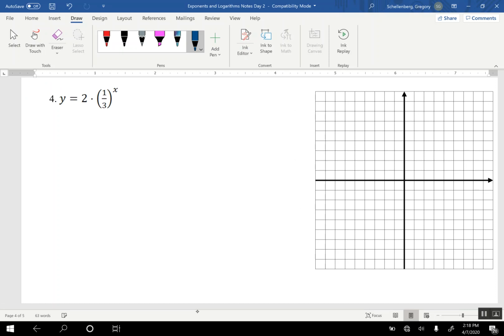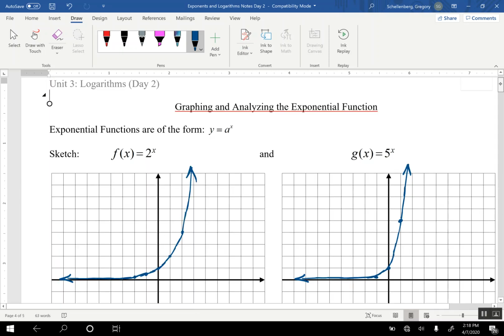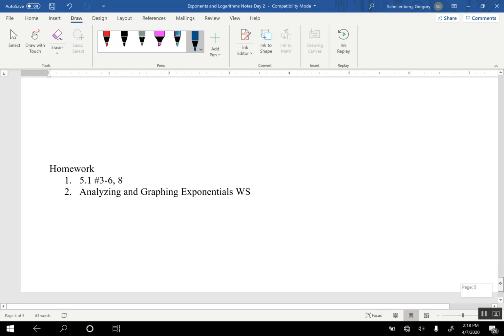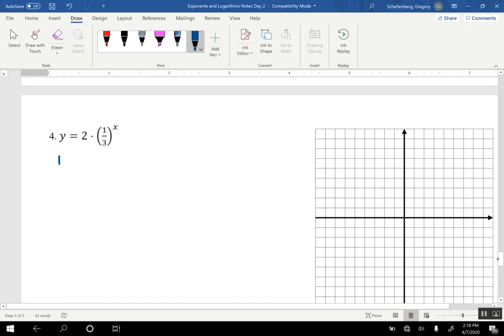How about 2 times 1 over 3 to the x? Okay, well, again, let's start by identifying the base function as I scroll all the way back down here. So our base function is y equals 1 over 3 to the x. Now we've multiplied the base function by 2, so we can think about that as being our a value. And what does it represent? It represents vertical expansion by a factor of 2.